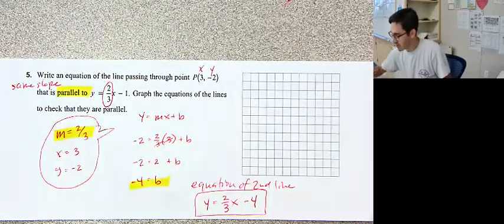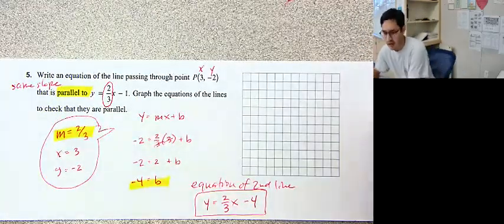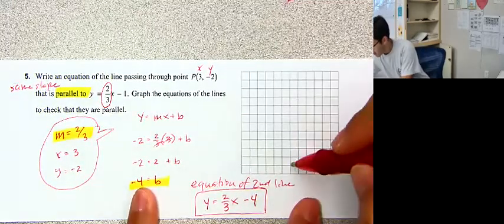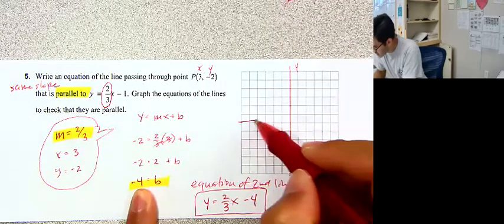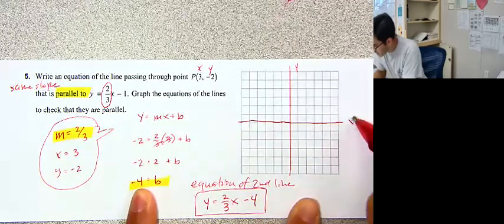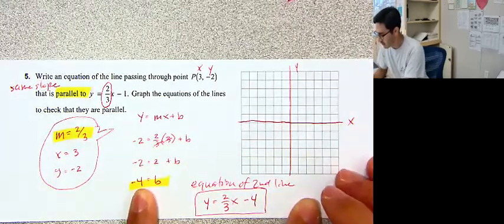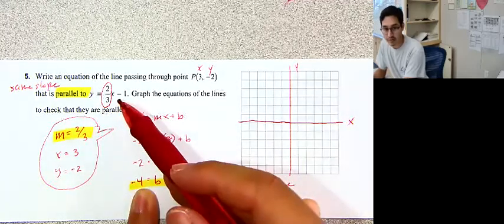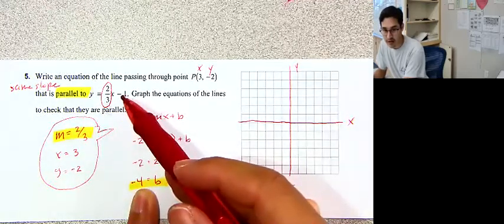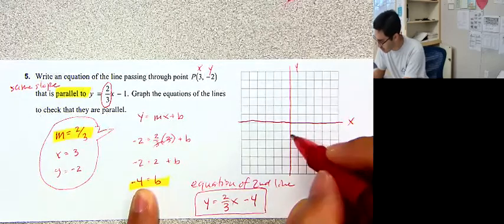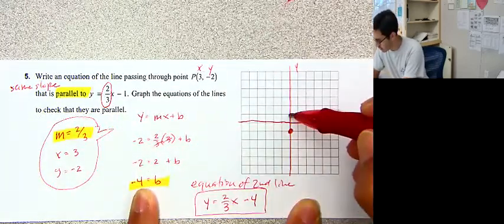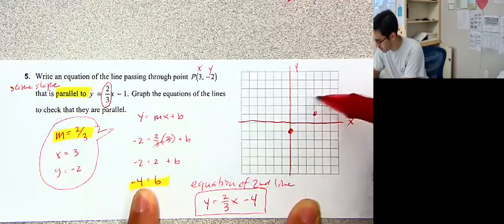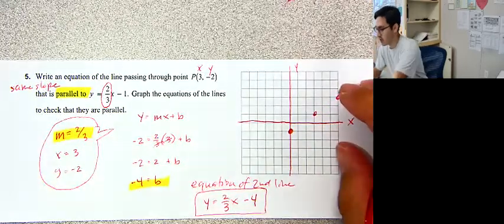All right, so let's graph these. We'll make the y-axis and an x-axis. Let me graph the original line first. This line has a y-intercept of -1 and a slope of 2/3, so up 2 over 3, up 2 over 3.